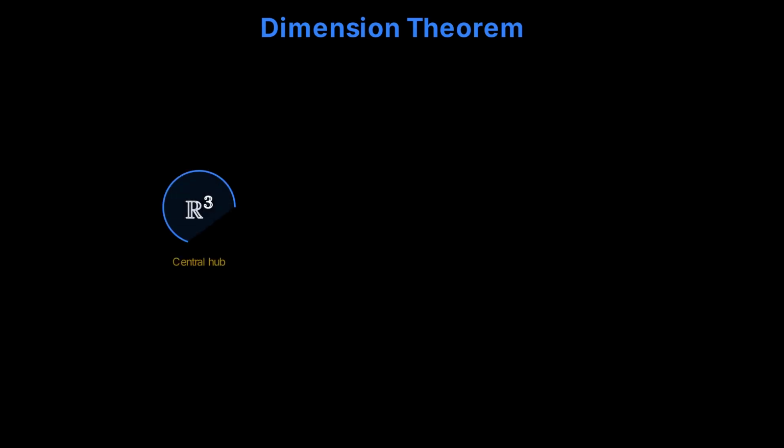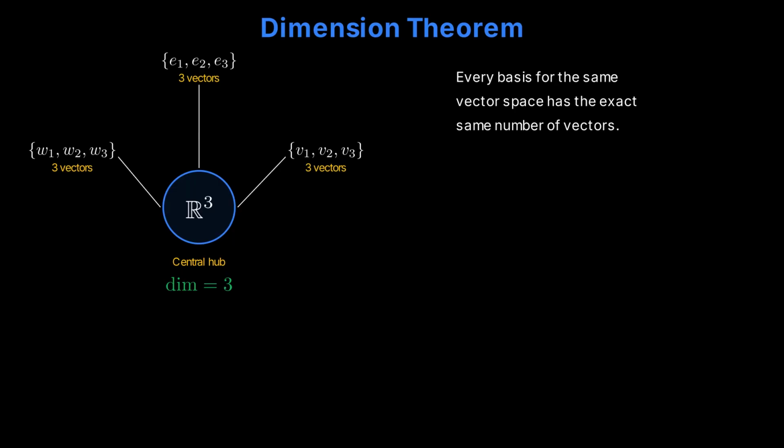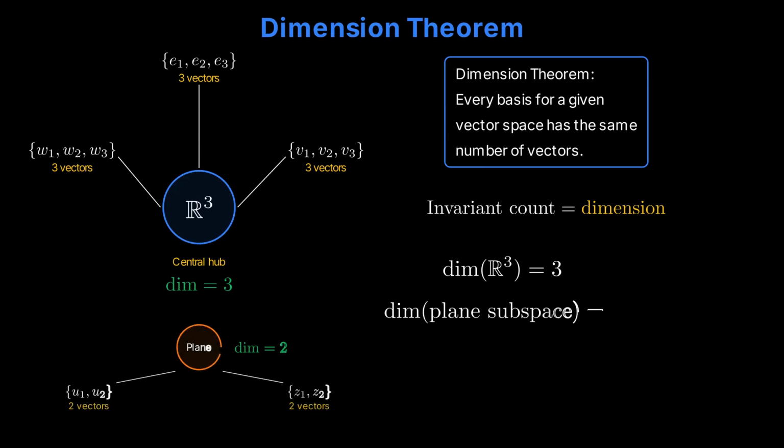Every example we've looked at reveals a powerful pattern. Every basis for the same vector space has the exact same number of vectors. The standard basis for R3 has 3 vectors. Our alternative basis also has 3 vectors. And any basis you ever find for R3 will have exactly 3 vectors. This is known as the Dimension Theorem, a deep result that requires a formal proof. Using this theorem, we define the dimension of a vector space as the number of vectors in any basis for that space. R3 has dimension 3. The plane subspace from our earlier example has dimension 2.